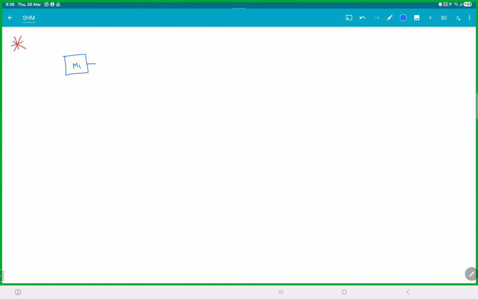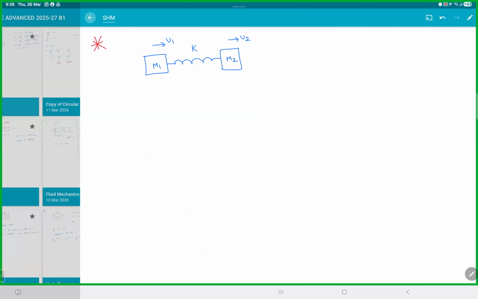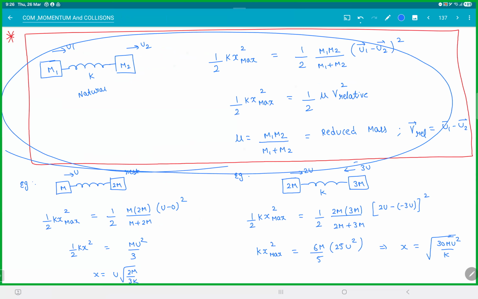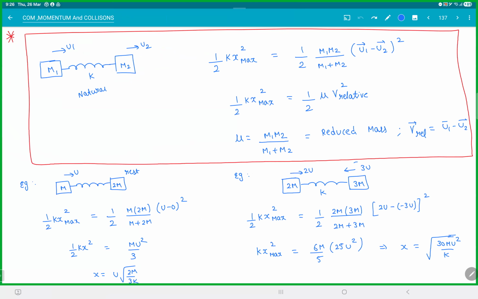So if you have m1, and if you have m2, and let's say this speed is u1 and this speed is u2, this is a more general thing, right? I hope you guys remember this. We did this thing in center of mass also. I gave you a general formula for this. Can you guys remember this box? Half k x max square is half mu v relative square. Mu is called reduced mass.